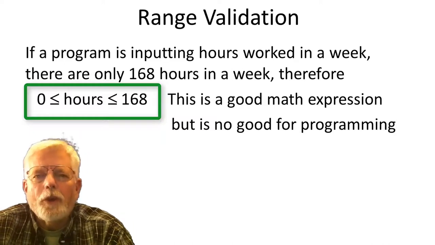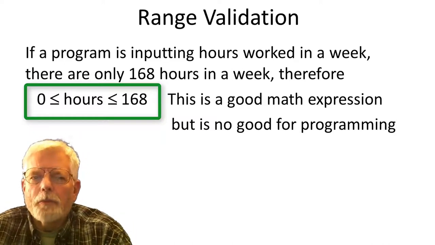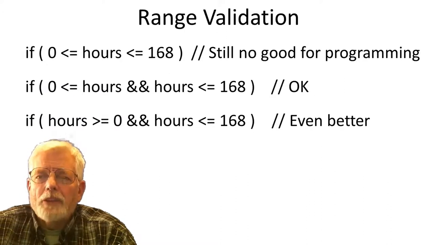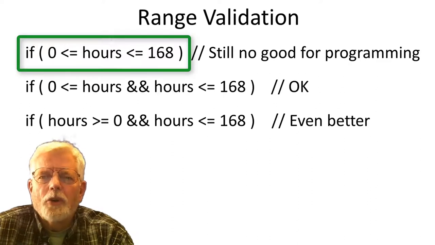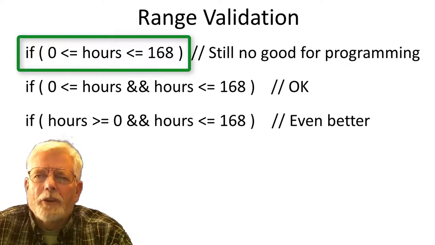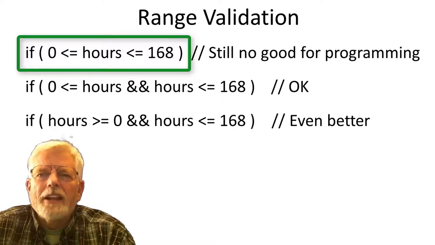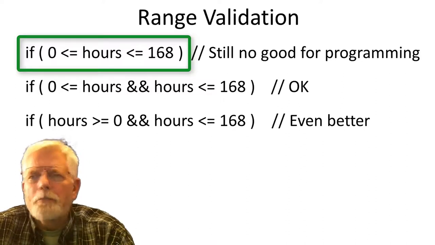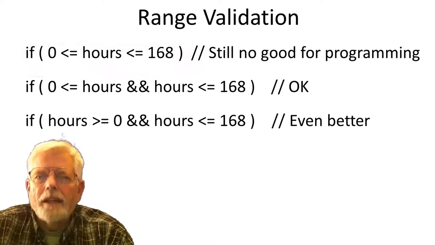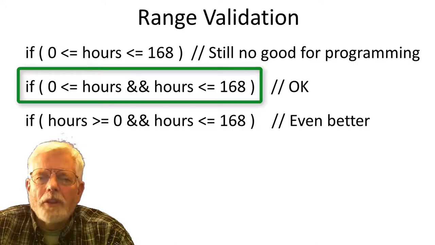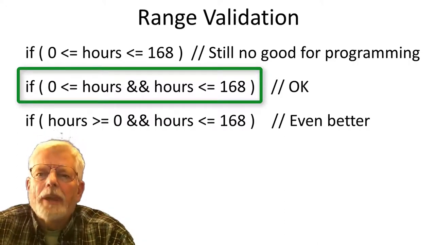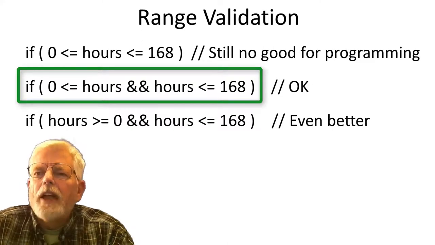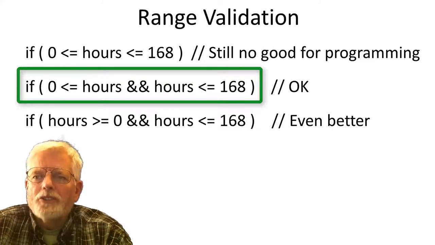Well, this is good for a math expression, but it doesn't work with programming. If I want to validate the range in software, if I write something like if open parentheses 0 less than or equal to hours less than or equal to 168 close parentheses, that really looks like the math expression, but it is no good for programming. I actually need to write some valid logical expressions. One of the things I could do is say 0 less than or equal to hours and, that's the double ampersand, the logical and, hours is less than or equal to 168.